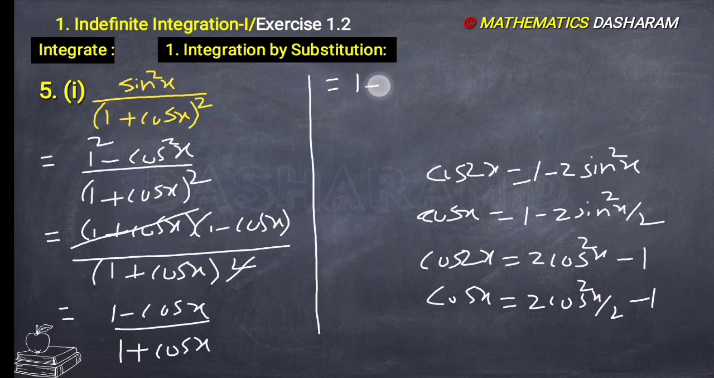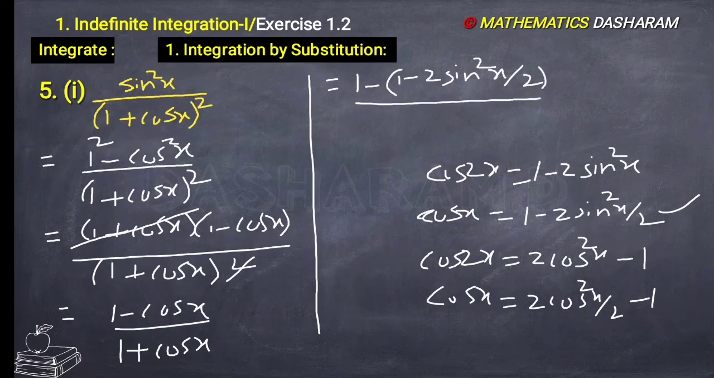So here, 1 minus, take the bracket, cos x equals, substitute this one, 1 minus 2 sin square x by 2. Because we want to cancel the 1 in the numerator and denominator, that is why we substitute the suitable value for cos x. So here, 1 plus, at this place substitute the second formula: 2 cos square x by 2 minus 1.